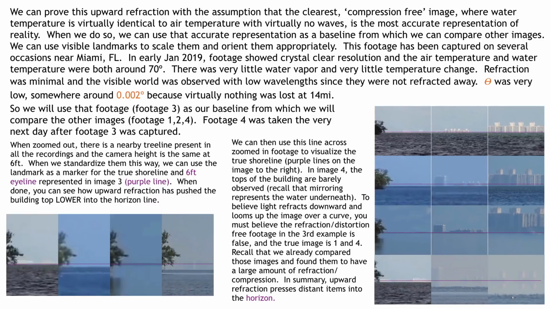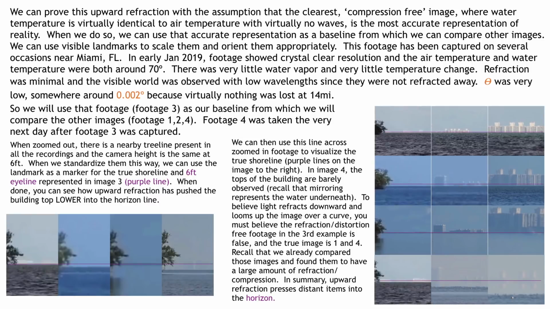compression-free, refraction-free day. So again, in image 4, the tops of the buildings are barely observed. Recall that mirroring represents the water underneath. And so to believe light refracts downward and looms up the image over a curve, you must believe that the refraction and distortion free footage in the third example is actually the false image. And the true image is, say, 1 and 4.